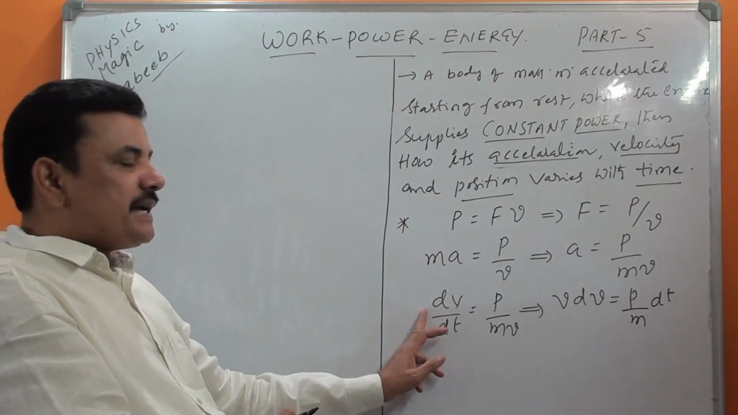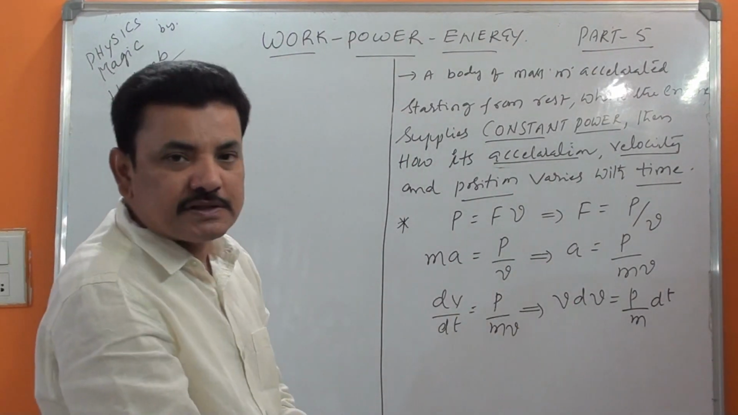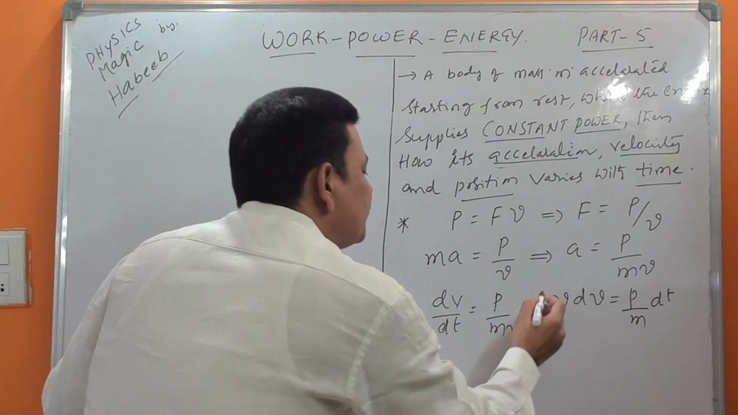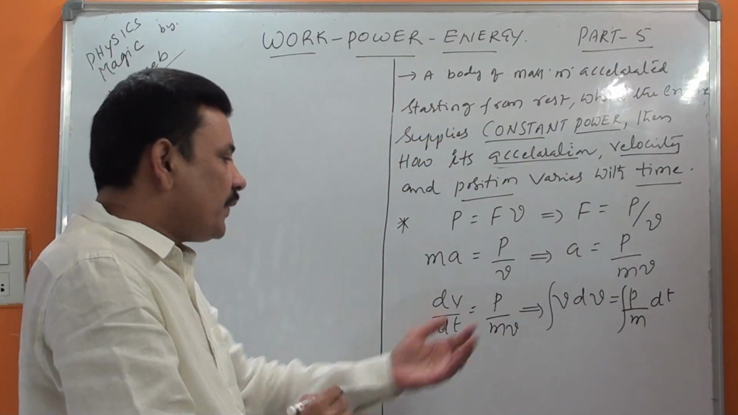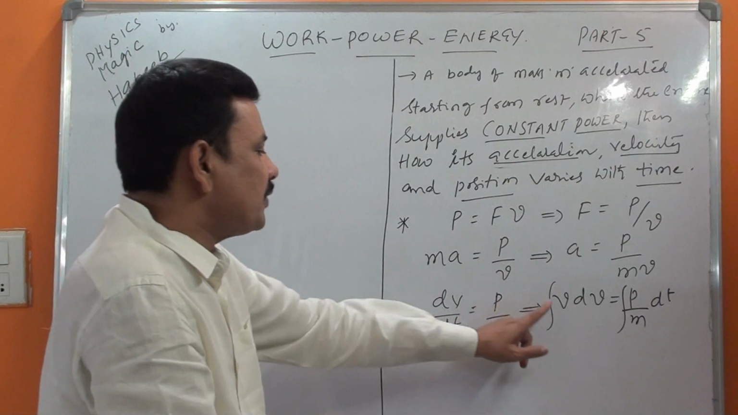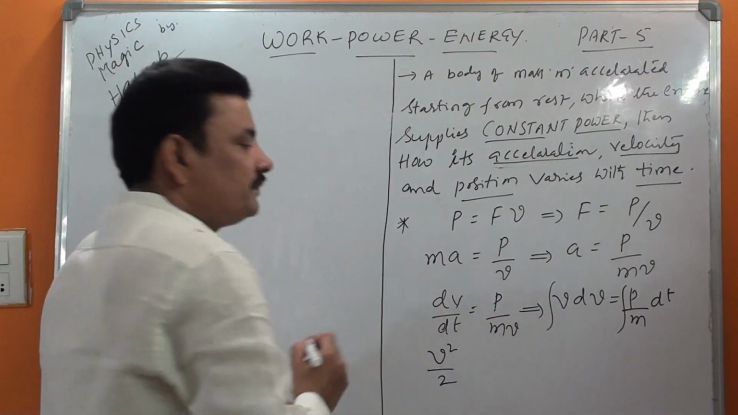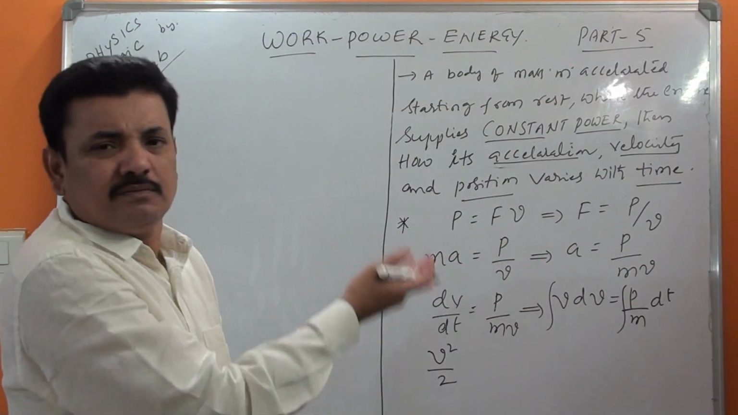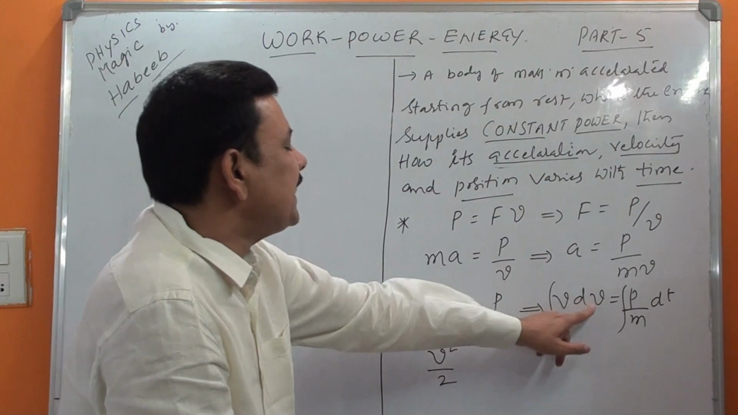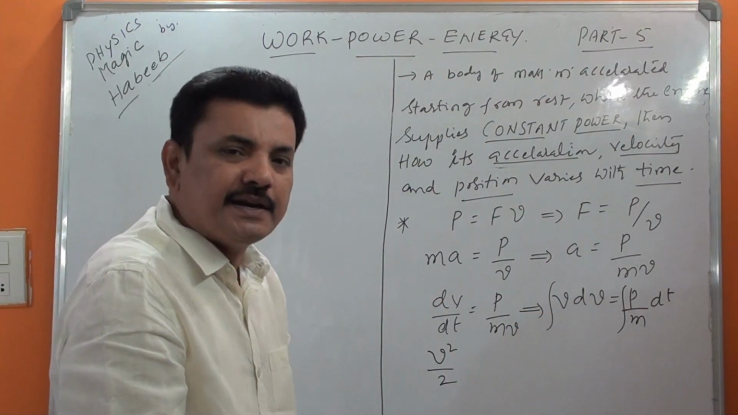So V is taken to this side, dt is taken to that side. Now integrate on both sides. Directly I am writing here because the derivation is not required. It is nothing but V square by 2. If you apply limits 0 to V only, V dV is nothing but V square by 2 plus a constant, which we have to write in integration.